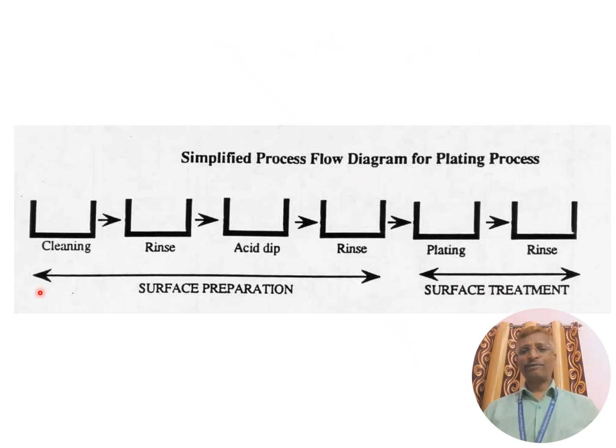So overall the process can be explained in a very simple schematic diagram. The first thing is we have to do surface preparation: cleaning, rinsing, alkali treatment, acid treatment, followed by rinsing. Okay, so these are all the surface preparation. Once the surface preparation is over, then go for plating. After plating also you have to rinse the objects.